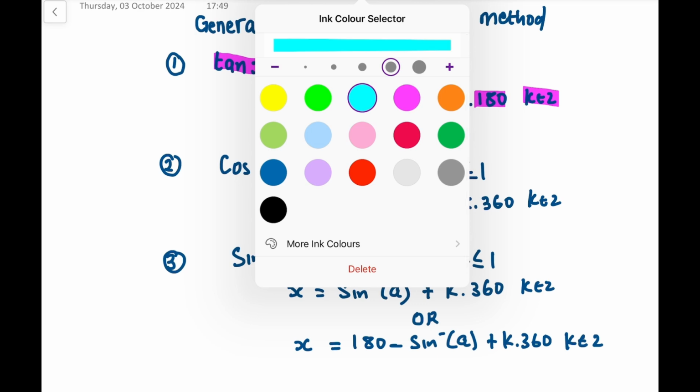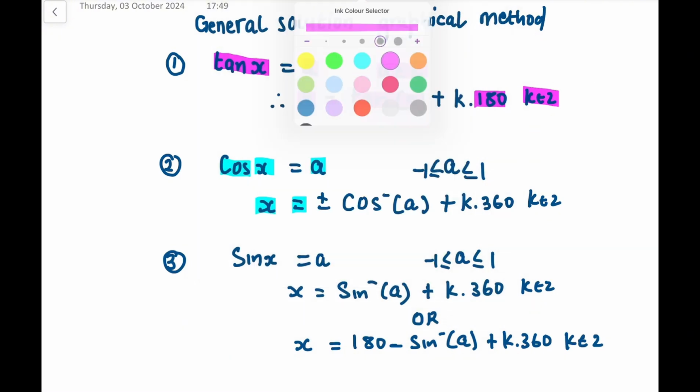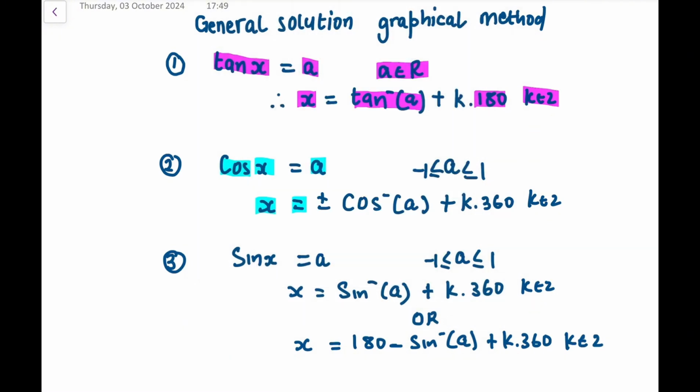And then number two, we also have solution for cosine. So cos x is equal to a, you just say x is equal to, now when you are doing general solution for cos and you are using a graphical method, you just put plus or minus first. x is equal to plus or minus arccos of a plus k multiplied by 360, where k is an element of integers. So you just put plus or minus.